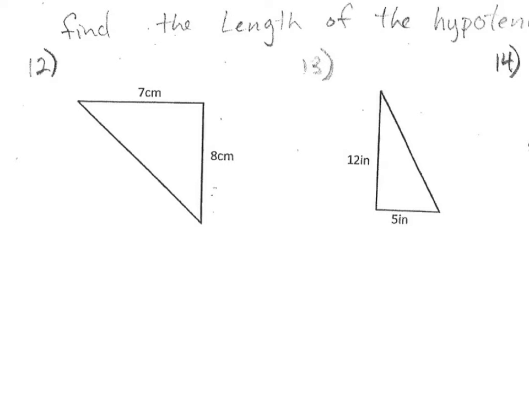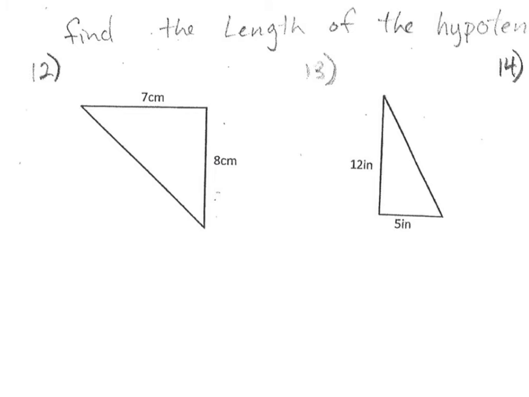Number 12. On 12, 13, and 14, we're going to be finding the hypotenuse. So this is always going to be A and B, and C is going to be your unknown. So we'll have 7 squared plus 8 squared equals C squared. So 7 squared is 49. 8 squared is 64. And we don't know what C squared is.